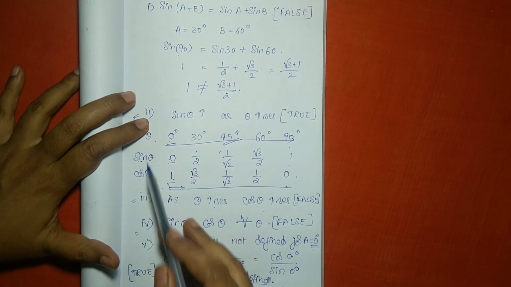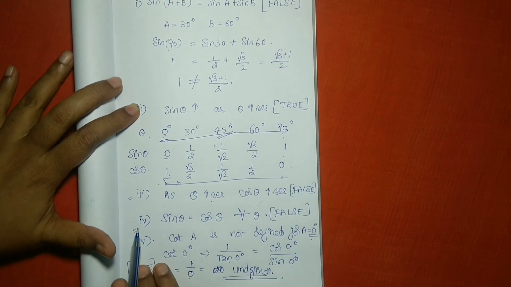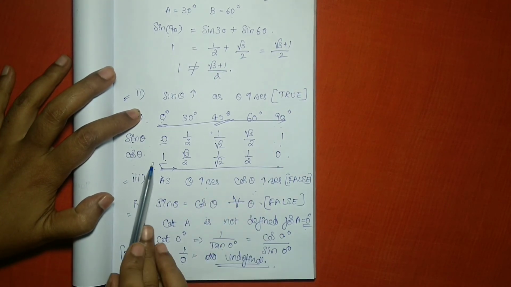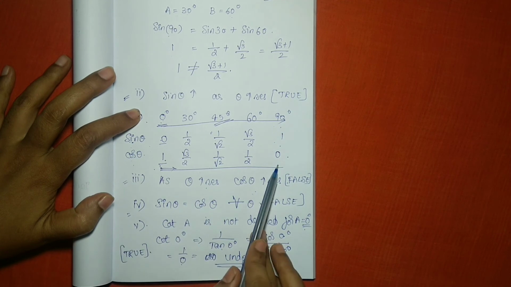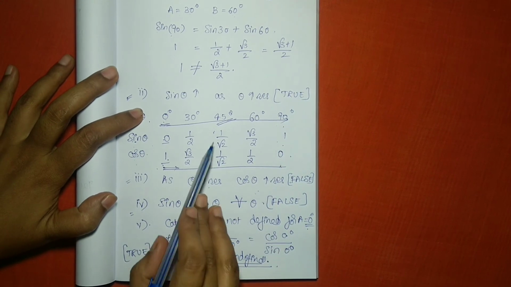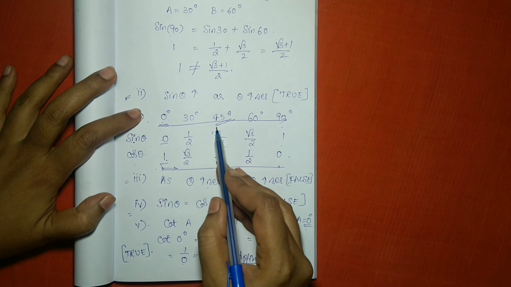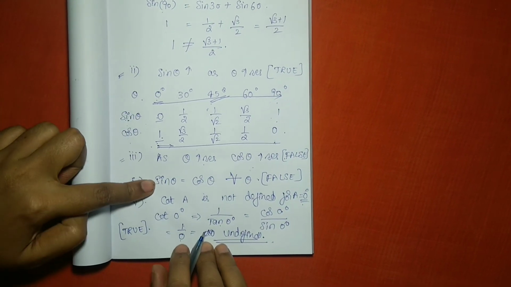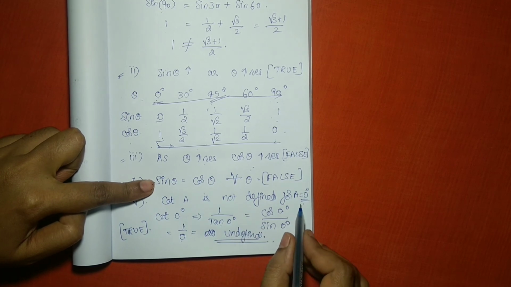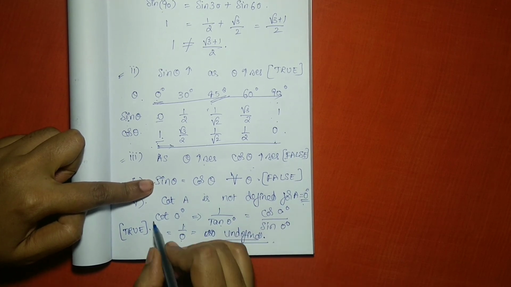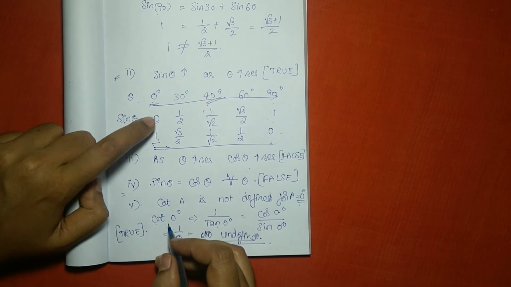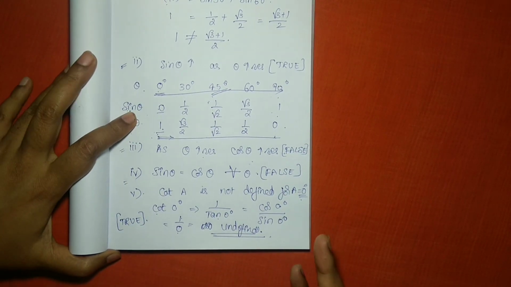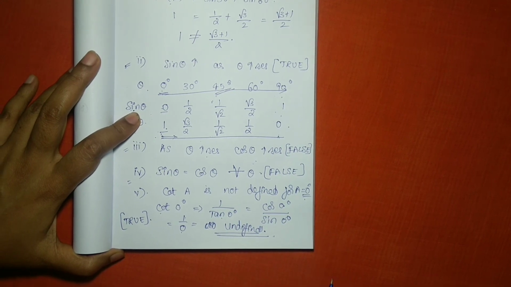Similarly, I am repeating for the second, third and fourth problems together. As theta value increases, sine theta increases. As theta value increases, cos theta decreases. And sine theta value is equal to cos theta only when theta is equal to 45 degrees. Then the last one, cot A is not defined for A is equal to 0 degree. True, cot is nothing but cos by sine. See here, this is 1 by 0 which is not defined. So the last statement here it is true.